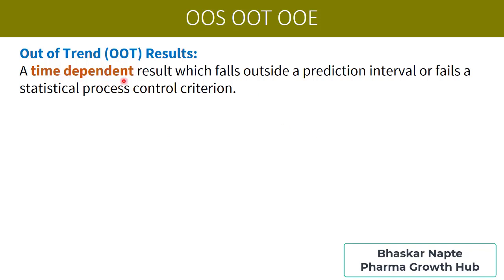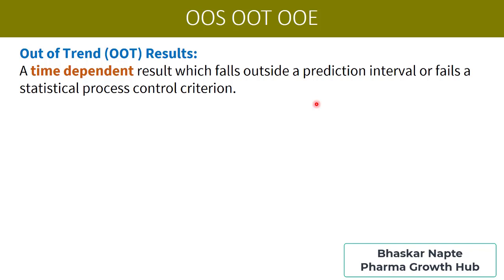Time dependent term is very important. There is a set of results observed, right? And it is collected over a period of a long time. If you remember, while discussing OOE, that is out of expectation, we said that these are a series of results observed in a short period of time.